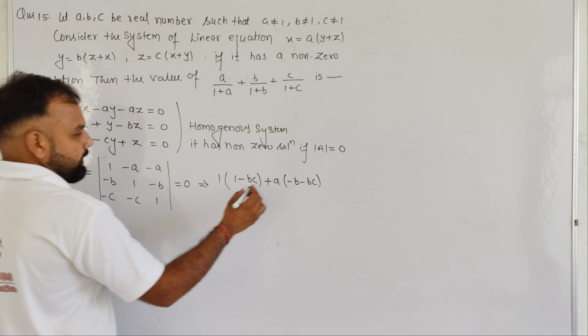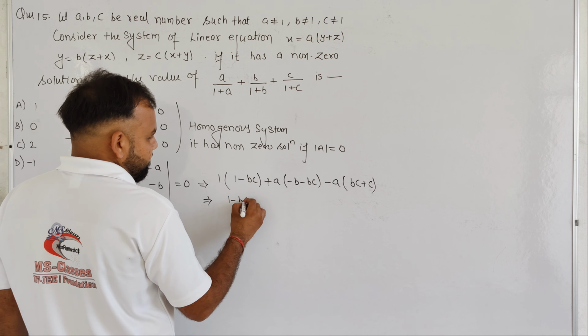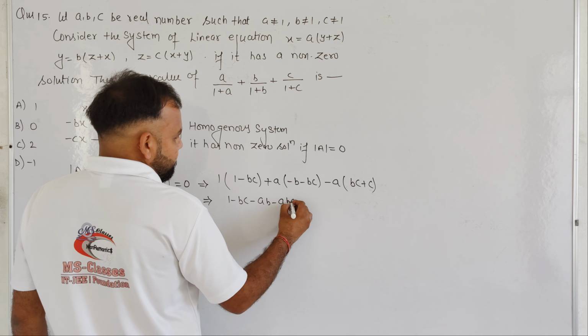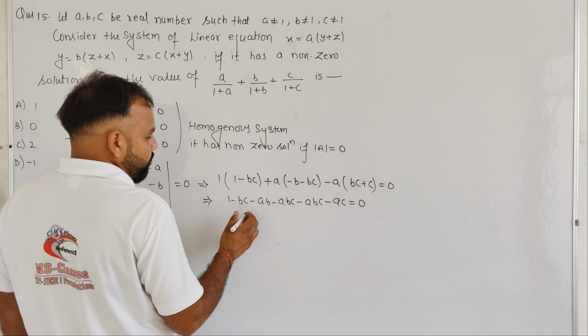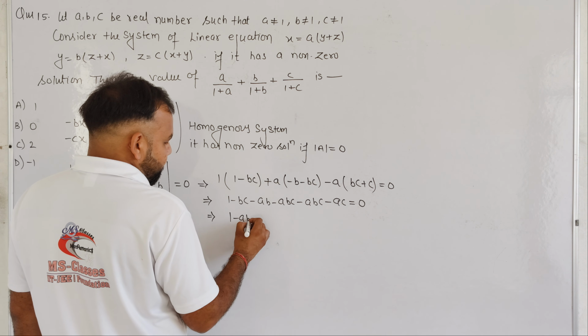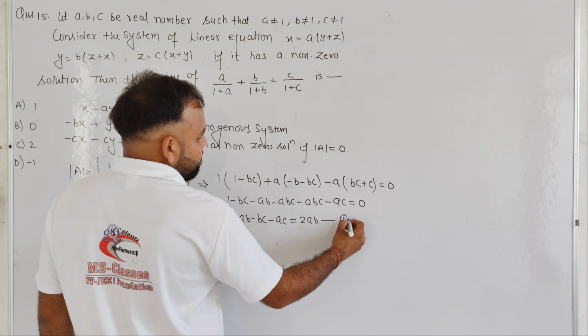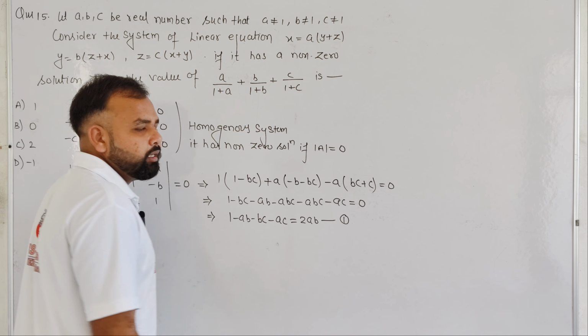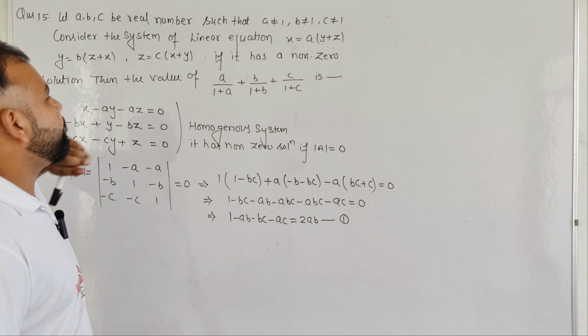And in the same way, it will become minus a times (bc plus c), bc plus c. So student, you can clearly see that 1 minus bc minus ab minus abc minus abc minus ac equals 0, because it is already given that it equals 0. So you can say that 1 minus ab minus bc minus ac equals 2 times abc, that is equation first. Take 2abc to the right-hand side of this equation. Okay, student, so this is the result for the given information.